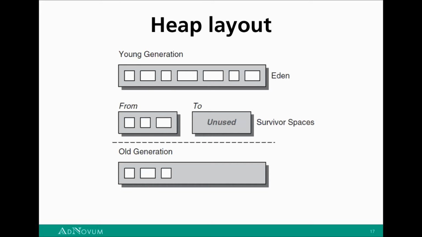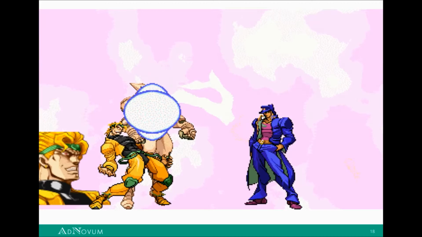Now, the way this works is that newly allocated objects go to Eden, and once that happens to fill up, a minor garbage collection is triggered. And now I hope this works. So the first thing that happens in this case is time is stopped. Okay, it does.